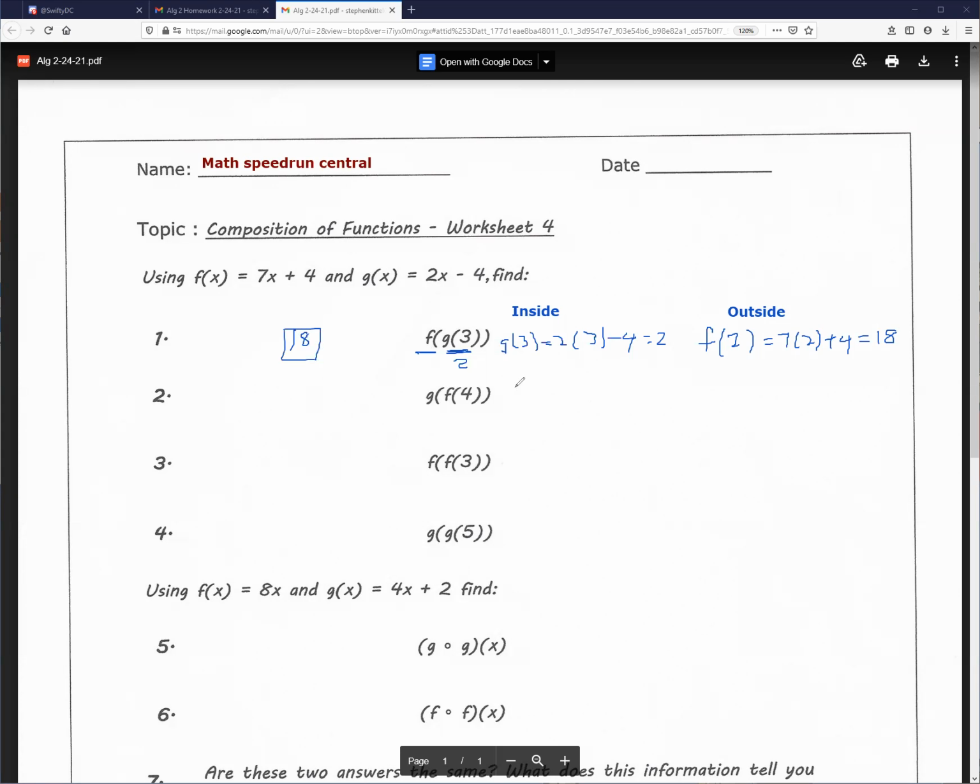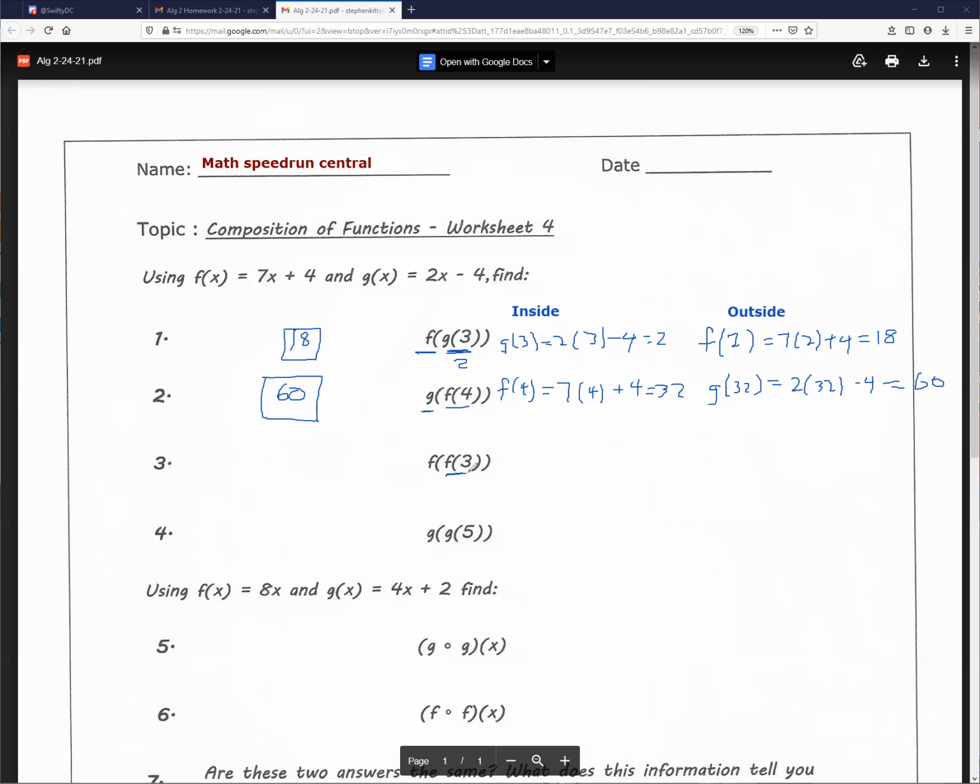G of f of 4. All right, inside function, f of 4. F of 4 is 7 times 4 plus 4. 28 plus 4 is 32. Outside function is a g, so g of the 32 that we just got is 2 times 32 minus 4. 2 times 32 is 64, minus 4 is 60.